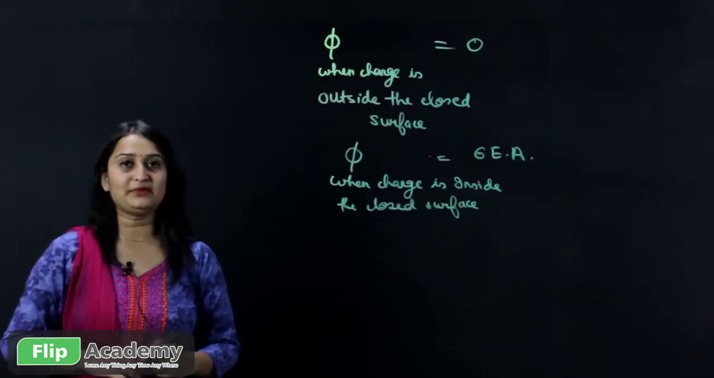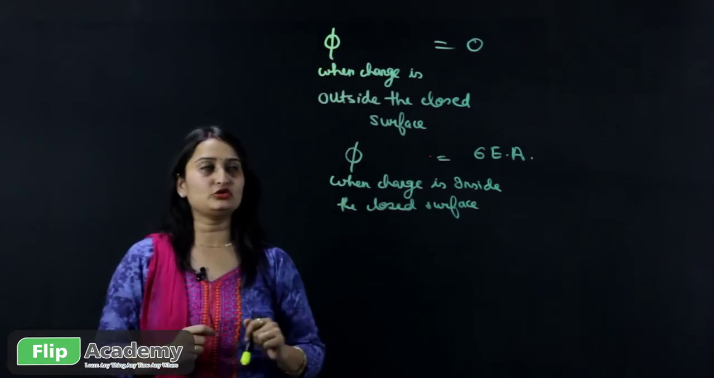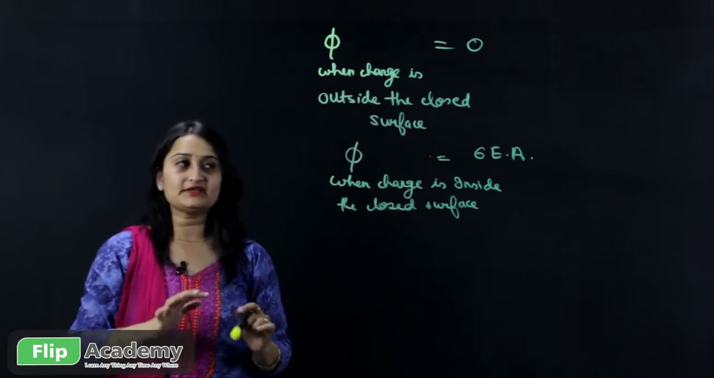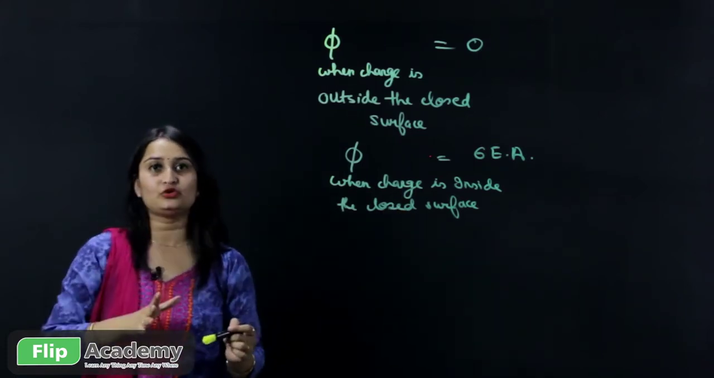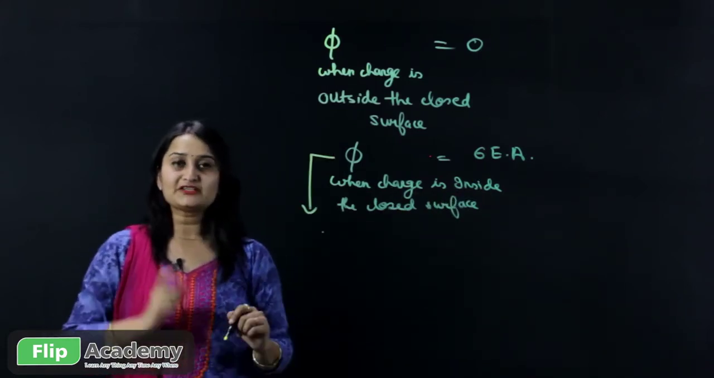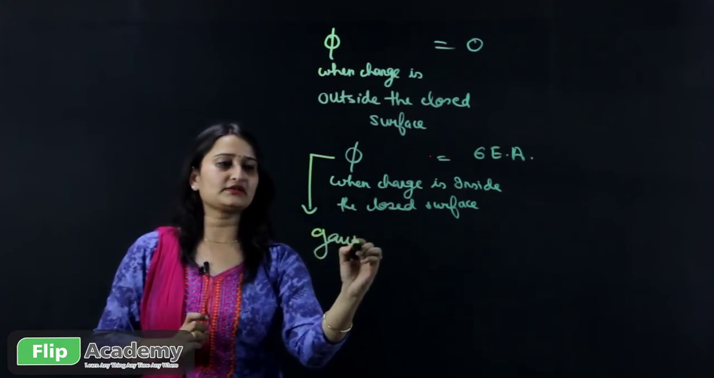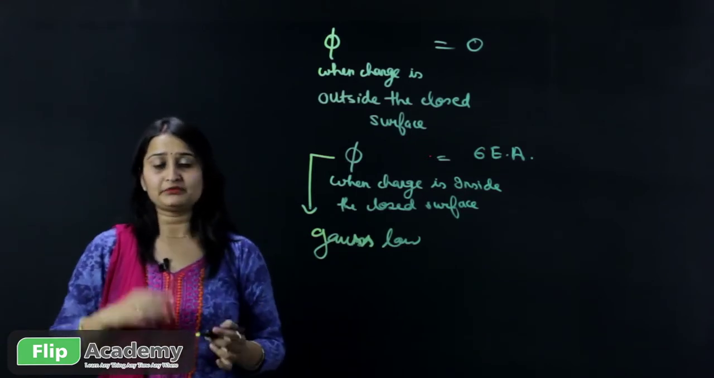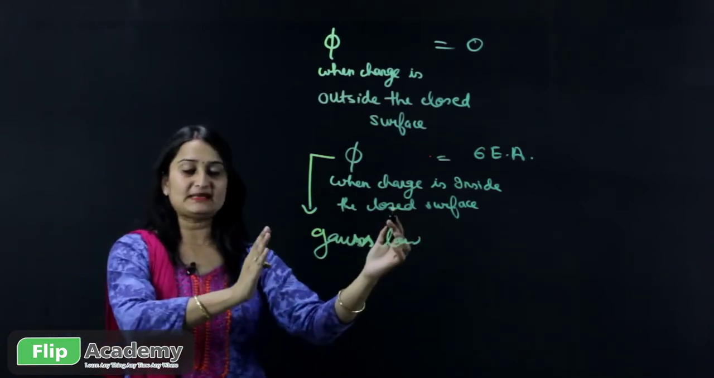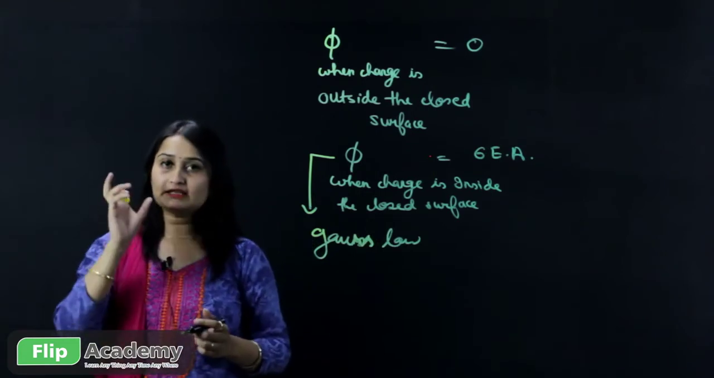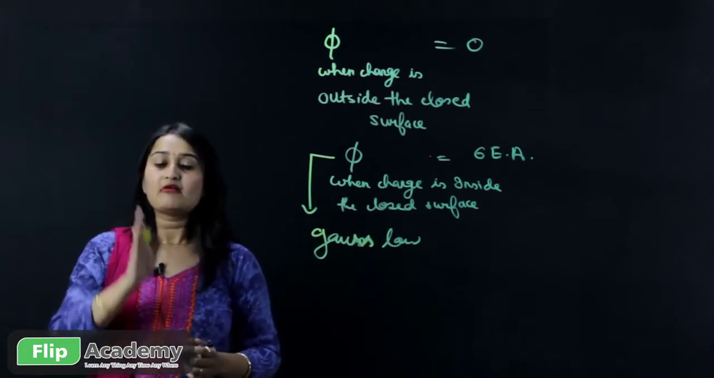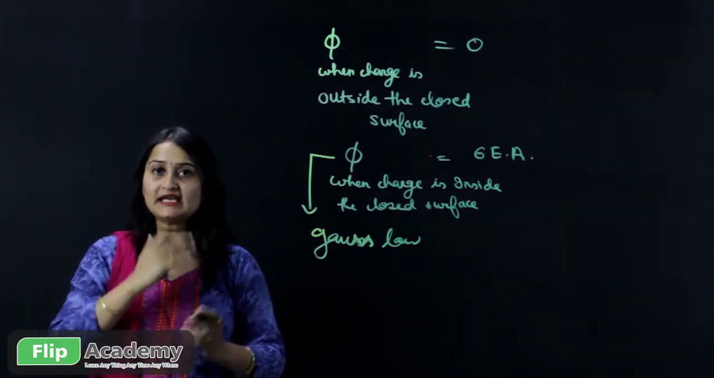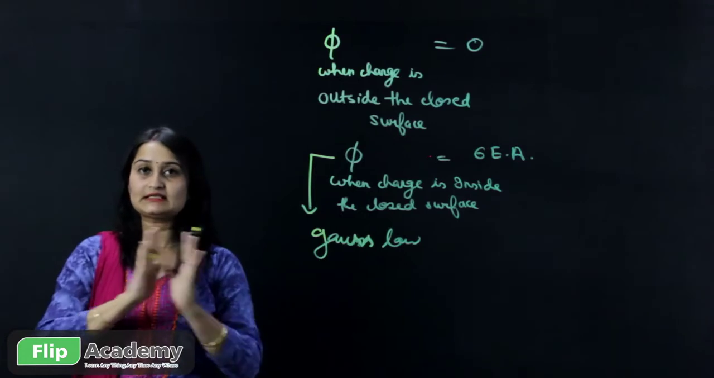So now you can compare the two cases: when the flux is calculated by keeping the charge outside the closed surface, it is 0, and now when the flux is calculated when the charge is kept inside the closed surface having some magnitude. So this is called Gauss law. Okay. Now according to this Gauss law, Gauss has said that whenever any charge is placed inside the closed surface, then the total flux is given by 1 by epsilon naught times the total value of the charge enclosed within the surface. This is the statement of the law.